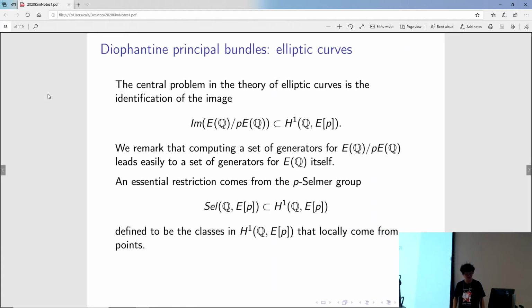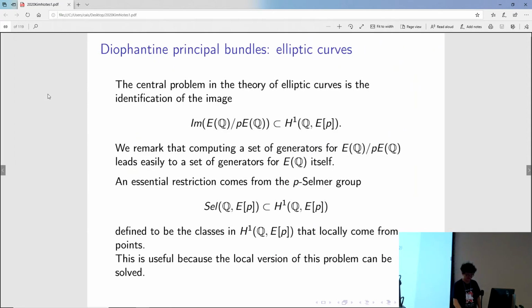Now, Bjorn defined in the morning the Selmer group associated to this situation. So this is how you begin the identification of the image, by putting in the natural conditions, right? And the conditions that have been studied for many decades are these Selmer conditions. What that is, these are the H1 classes that locally come from points.